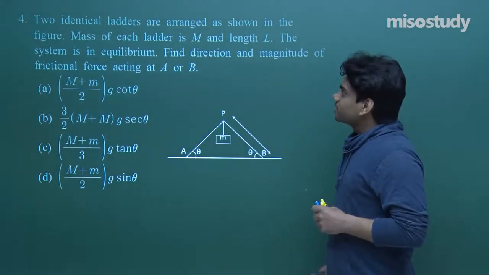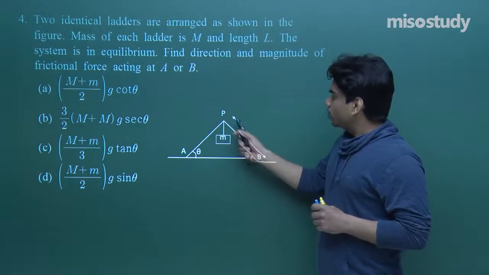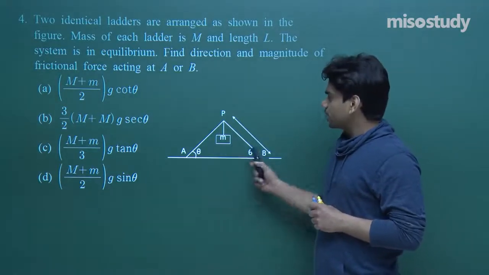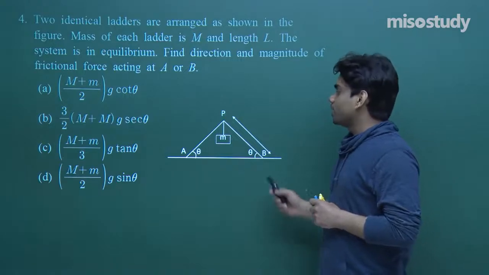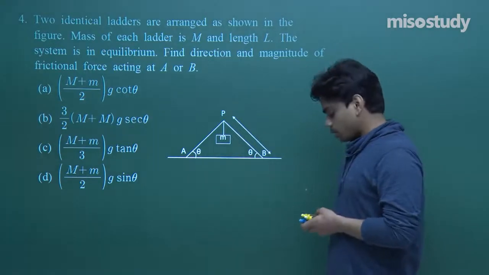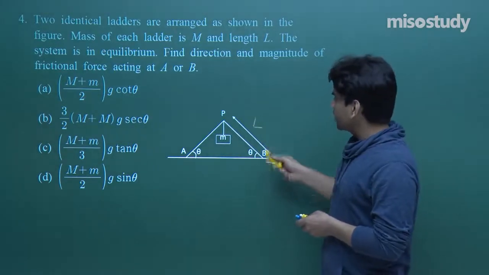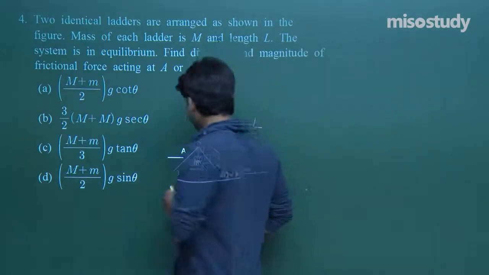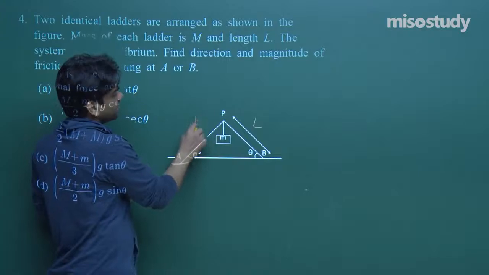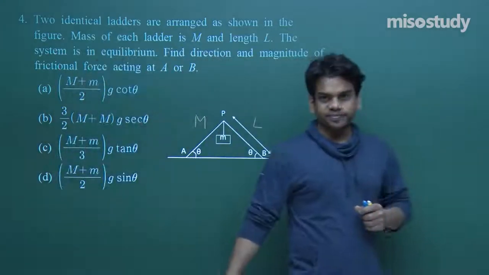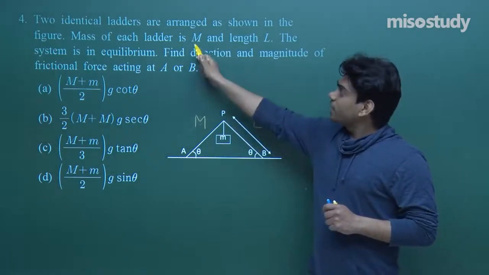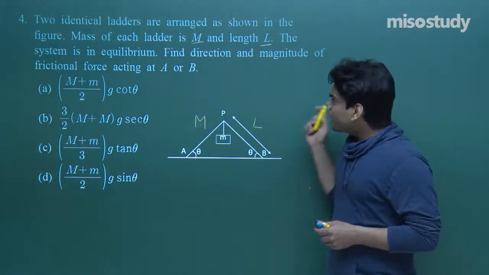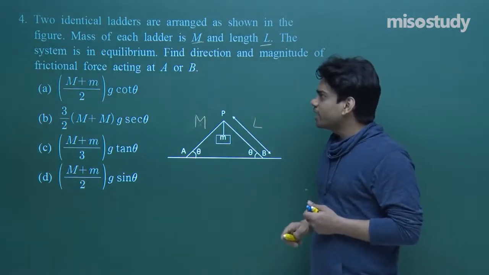Two identical ladders are arranged as shown in the figure. So we have two identical ladders. Each ladder has mass capital M and length capital L. So I am writing here length is L and mass is capital M. So let me just clearly depict that the mass is given as capital M. Now let's go ahead. The system is in equilibrium. Find direction and magnitude of frictional force acting at A or B.